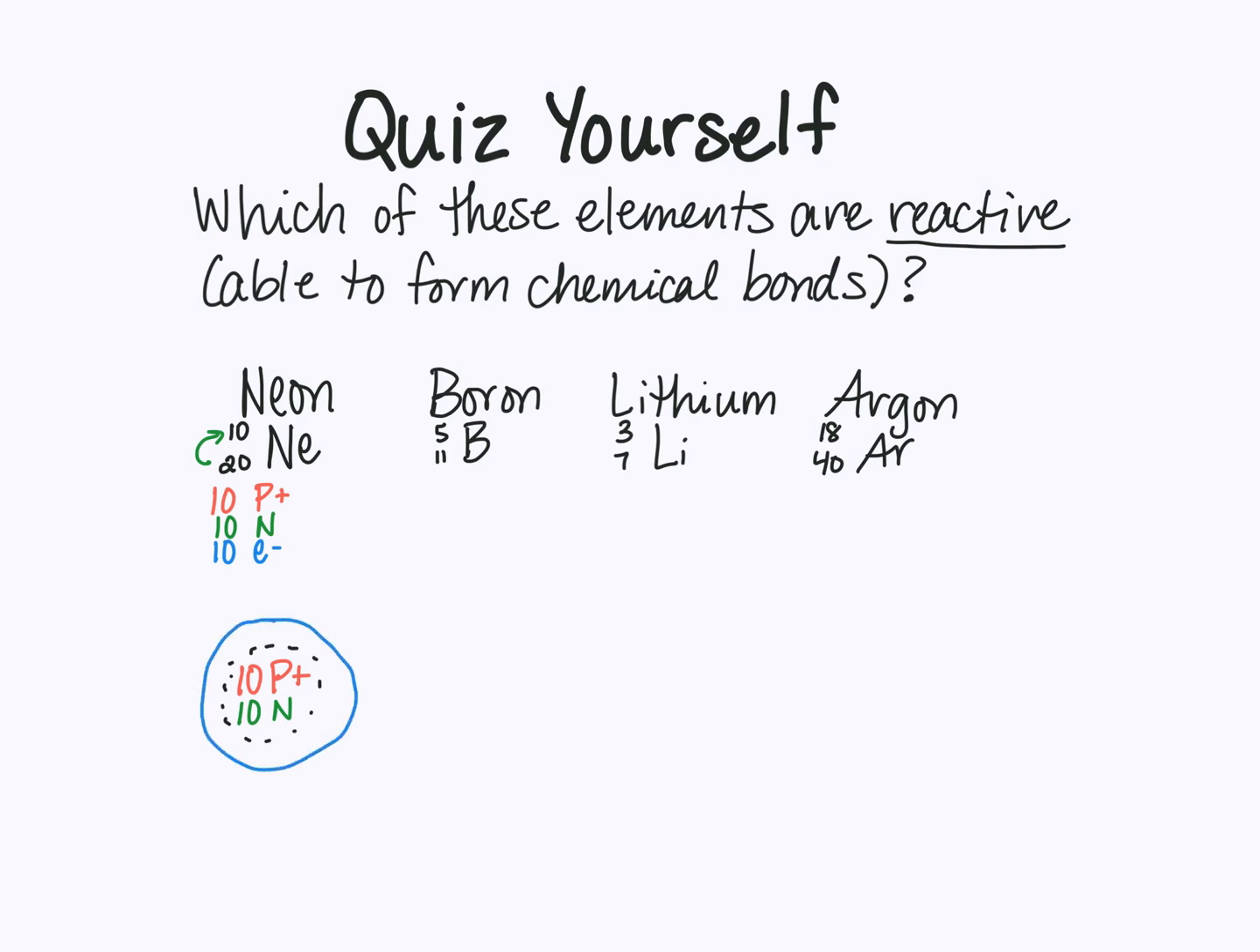So the first shell would hold 2 electrons, which means we have 8 remaining. So our second shell, which remember can max out at 8 electrons. So we're going to put our 8 electrons in that second shell. So 1, 2, 3, 4, 5, 6, 7, 8. So our valence shell, which is our outermost shell, is full. Because remember that this shell can hold 8 electrons and it has 8 electrons. So neon is non-reactive, which means that it does not form chemical bonds with other atoms.